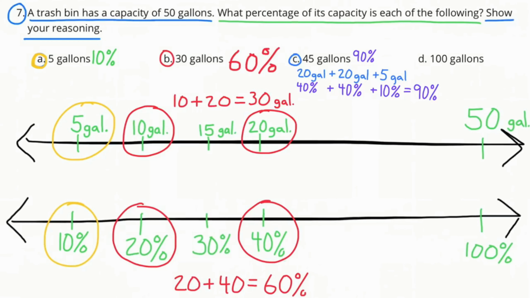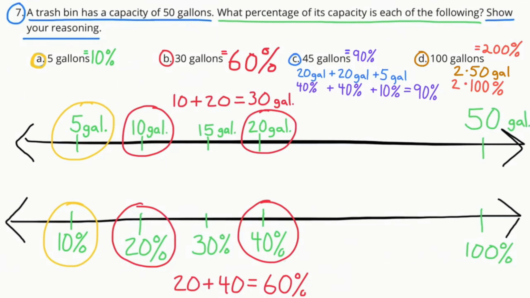C, 45 gallons. 45 gallons is the same as 20 gallons plus 20 gallons plus 5 gallons. So really we're adding 40% plus 40% plus 10%, and that equals 90%. So 45 gallons represents 90% of the capacity of a 50-gallon trash bin. D. 100 gallons. Well, 100 gallons is twice the capacity of a 50-gallon trash bin. So 2 times 50 equals 100 gallons. And 2 times 100% equals 200%. So 100 gallons would be 200% of a 50-gallon trash bin.